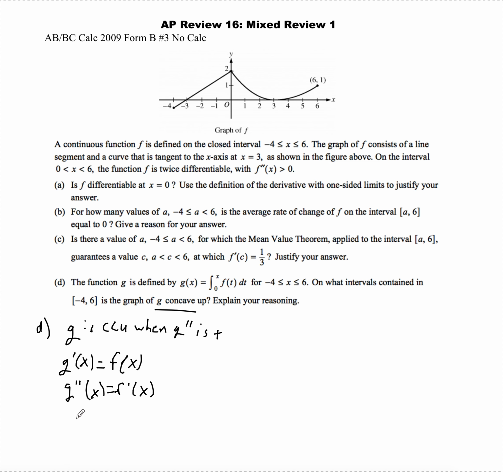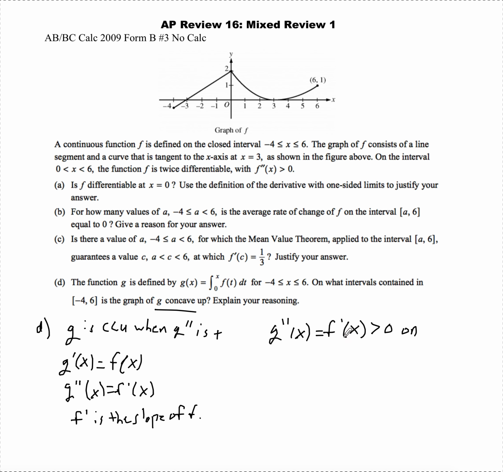If it helps, you can write a note to yourself: f prime is the slope of f, and that's what I need to look for. All right, you get 1 point for saying the derivative of g is f. You get 1 point for considering looking at the second derivative being greater than 0, and then our answer, I can say g double prime of x equals f prime of x is greater than 0.